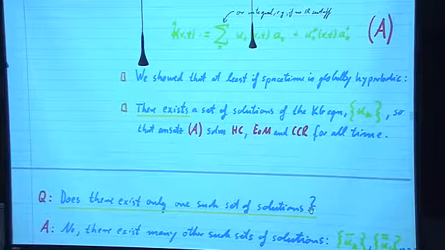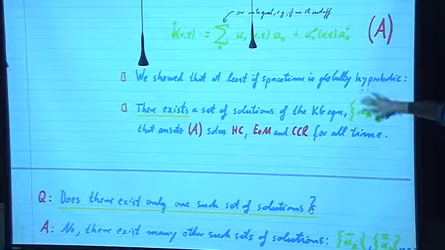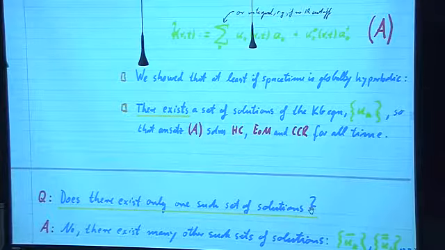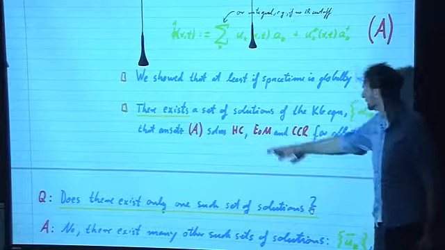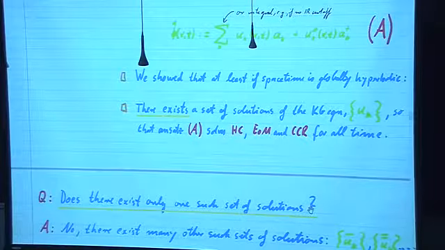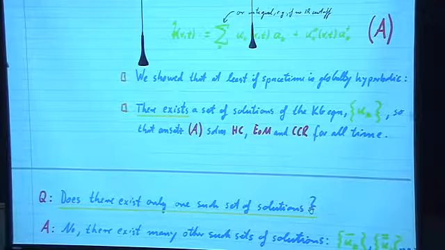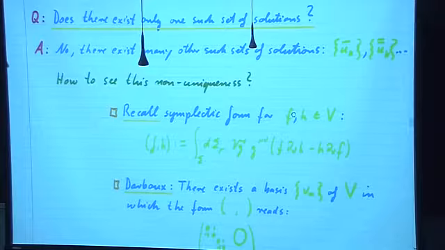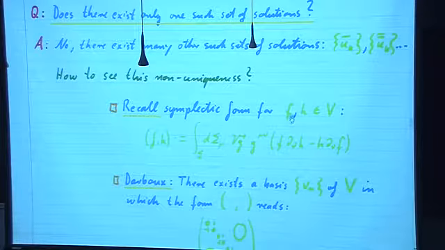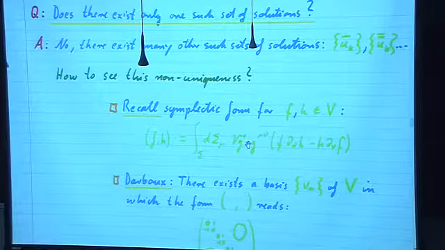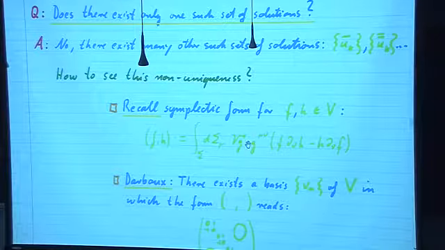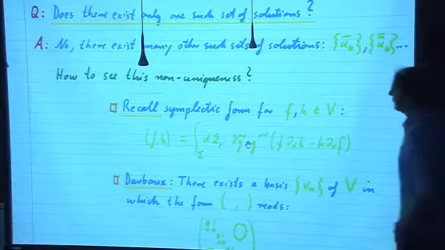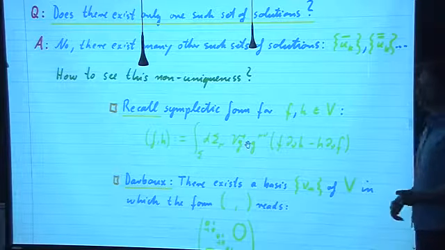There exists a bunch of solutions U_k to the Klein-Gordon equation, number-valued solutions to the Klein-Gordon equation, such that the hermeticity condition, the equations of motion, and the canonical commutation relations hold. Question then is, does there exist only one such set of solutions, or could it be that there are more? Well, there are, in fact, many other such sets of solutions.